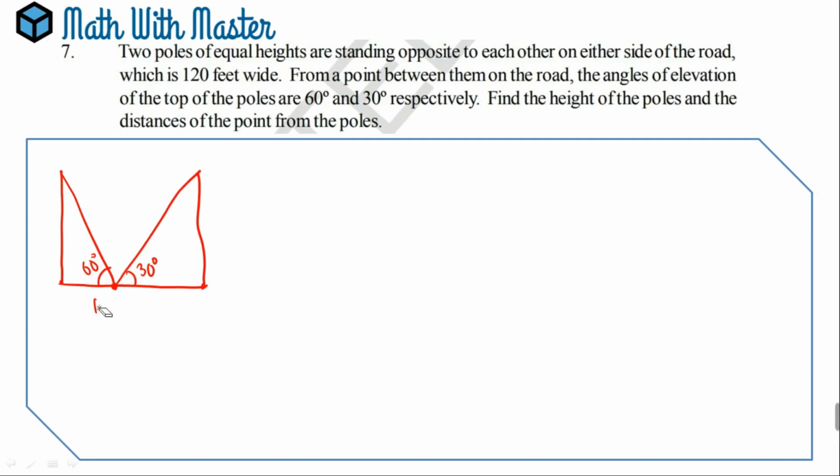So now, first, for understanding, we will name the points. This is point A, this is point B, this is point C, and this is point D. Sorry, I have missed here, C, D, E.